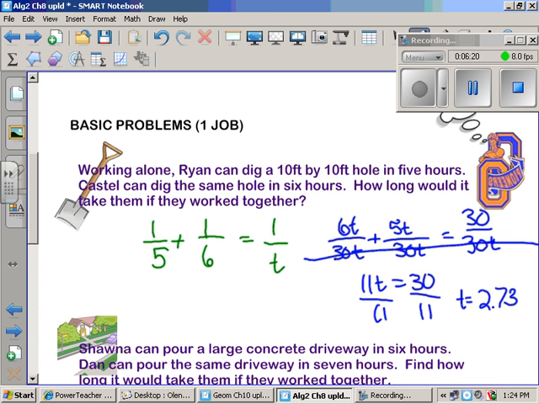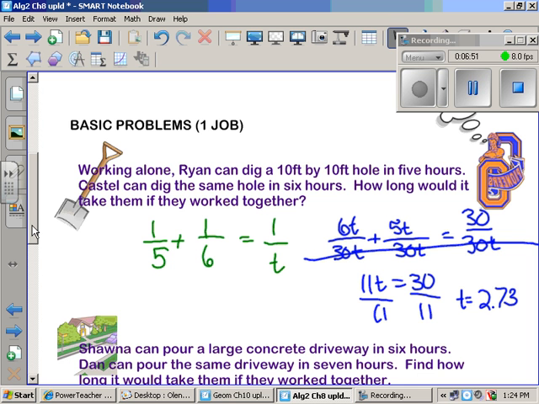Okay? And if you were trying to look for a way to make sense of that number, like if they both dug the hole, if it took each of them 5 hours, how long would it take them together? 2.5, right? Since this was 6 hours, we're expecting this to be a little more than 2.5. So that's a way to just make sure that it makes sense.